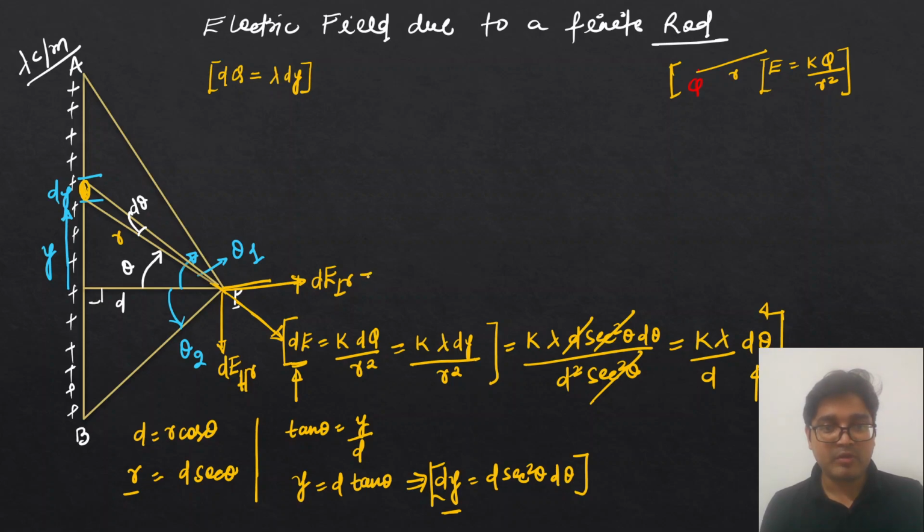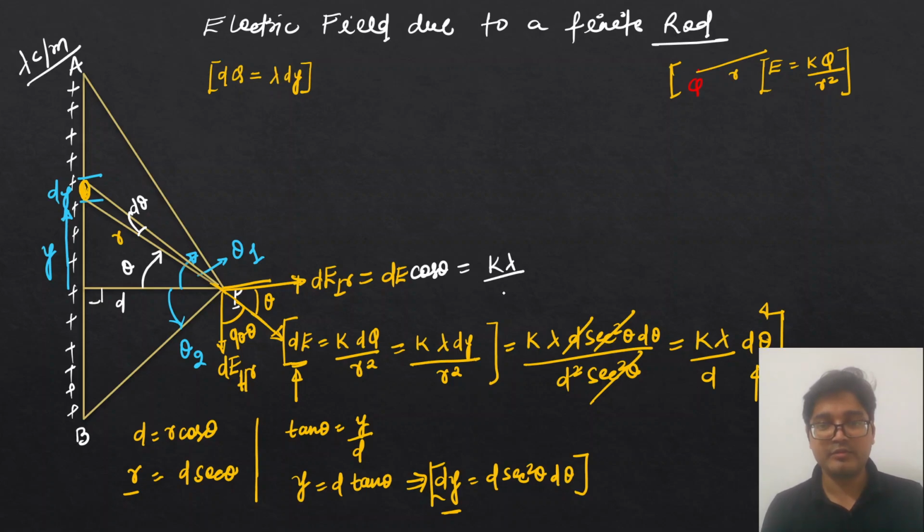Now this perpendicular component of dE will be simply dE, and this angle is theta. So I can say that this angle is also theta. Both are opposite angles. So this angle will be 90 minus theta, very simple. So this dE perpendicular is equal to dE cos theta.